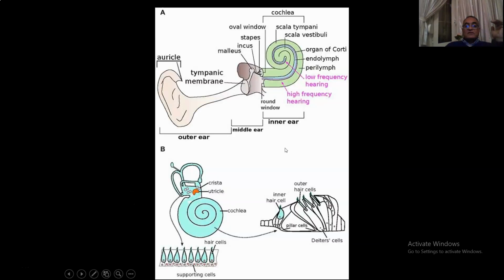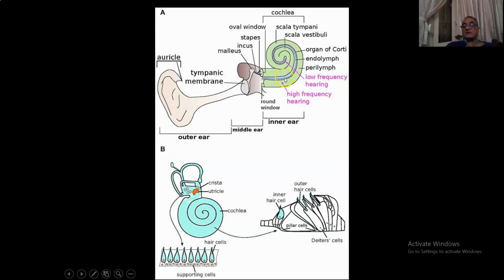So don't panic. This is a cross-section, a sagittal view of the inner ear, the cochlea. This is the external ear, the auricle. These are the ossicles in the middle ear. This is the oval window, and the perilymph is present above and below. Above in the scala vestibuli, below in the scala tympani, and in between the scala media or the cochlear duct containing endolymph.